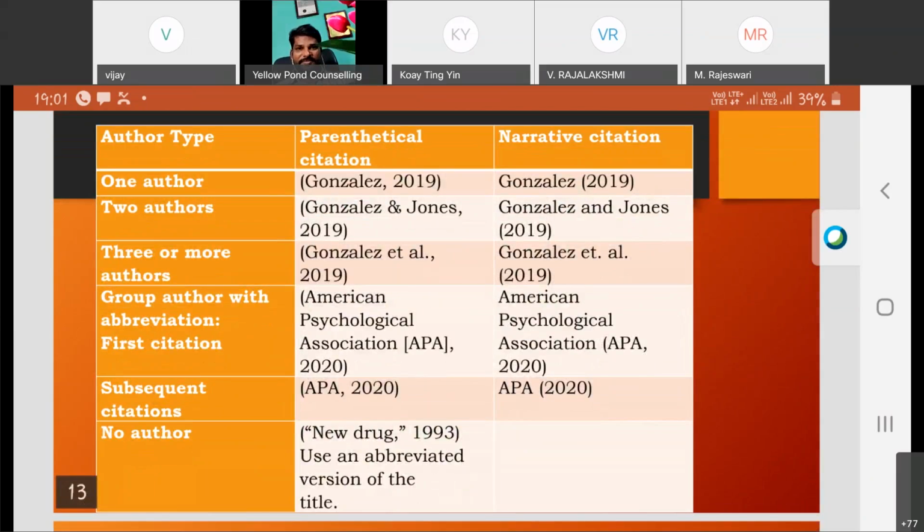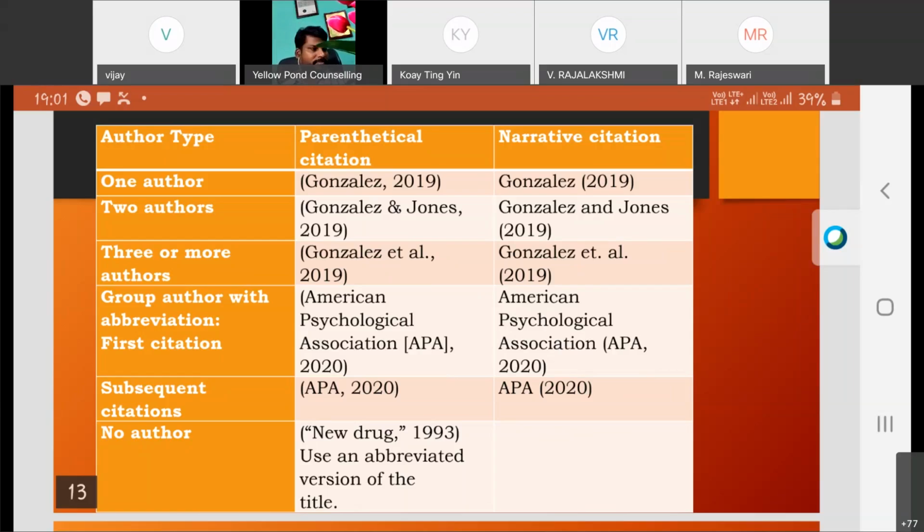So actually, this content will be very useful to you, I think. Here I have given some information regarding how to use a single author, two authors, or three or more authors in our in-text citation. In this in-text citation, we have the parenthetical citation as well as the narrative citation. I already told you, according to Smith: when we narrate the sentence, that comes under narrative citation.